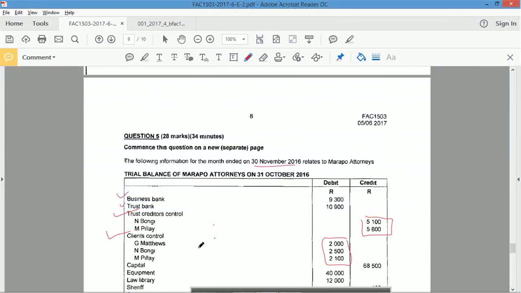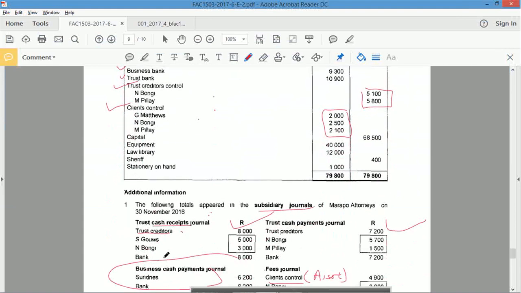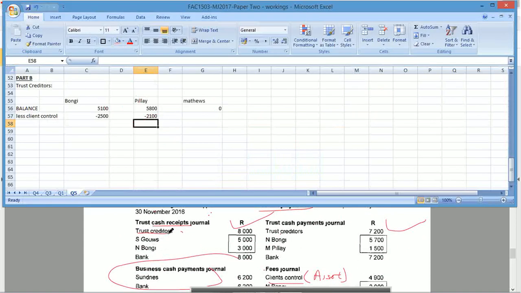Okay. Right, what else do we have here? Okay, there it is. Trust cash receipts journal. In the receipts journal, we've got Bongi, which is 3,000, which is trust receipts, so Bongi would have plus 3,000. Okay, this is add trust CRJ. Okay, so plus 3,000 for her, 0 here, 0 there.